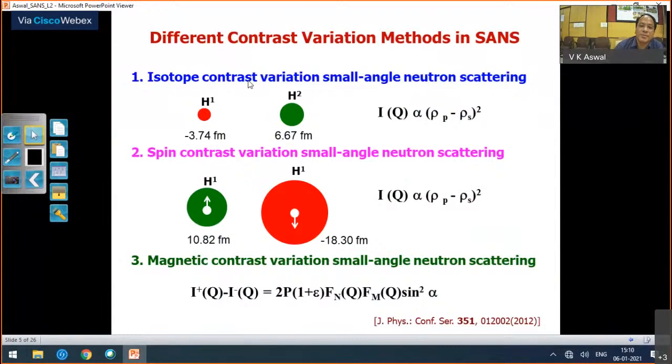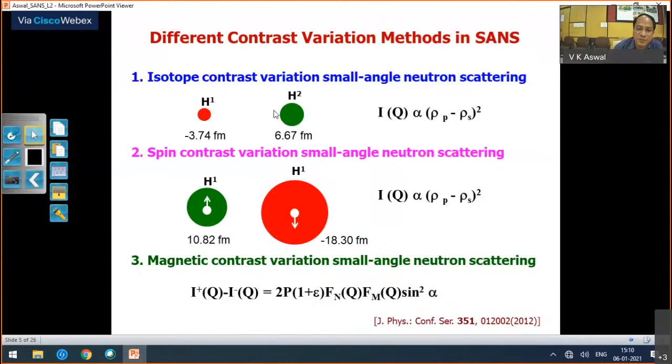And this works because, as you know, neutrons are scattered by the nuclei. For isotopes, because they have different nuclei, they can have very different scattering lengths, and that's what happens in the case of hydrogen and deuterium. So they have very different scattering length density. You can see that magnitude as well as signs are different.